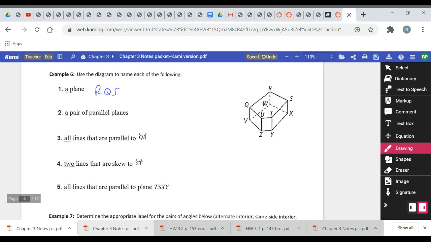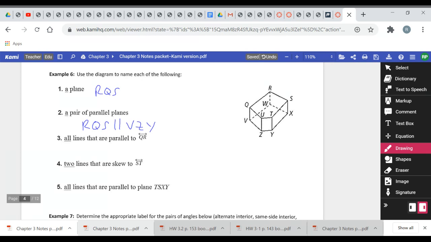On number 2, it says a pair of parallel planes. Again, there are some different options here, but I'm just going to name the top of the figure and the bottom of the figure. So I could say that RQS, the top of the figure, is parallel to the bottom of the figure, and I just need to name 3 letters on the bottom. I'll say VZY.